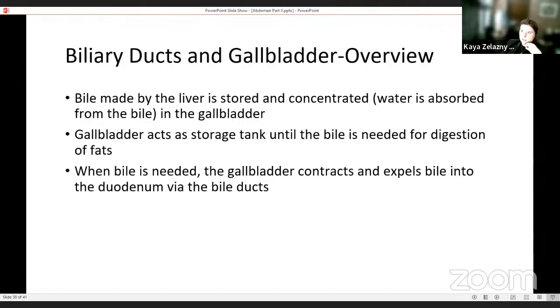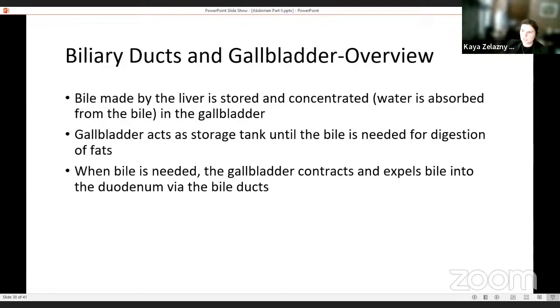So bile is made by the liver, stored and concentrated in the gallbladder. And by concentrated, we just really mean some water can get absorbed. The gallbladder is then acting as a storage tank until you need bile in order to digest fats. So bile emulsifies fats, makes the little fat globules small enough that you can digest them. So it's like waiting for you to eat a big greasy cheeseburger or something.